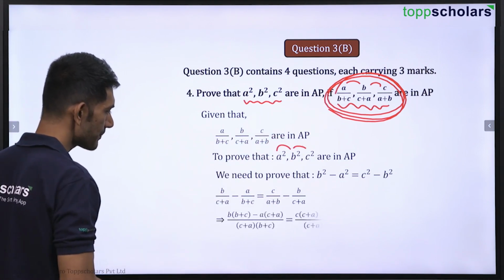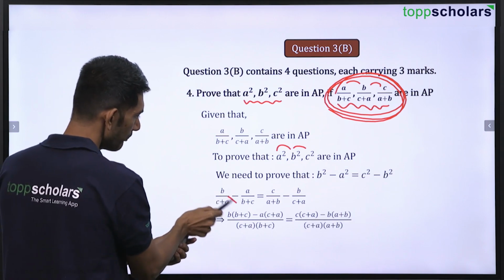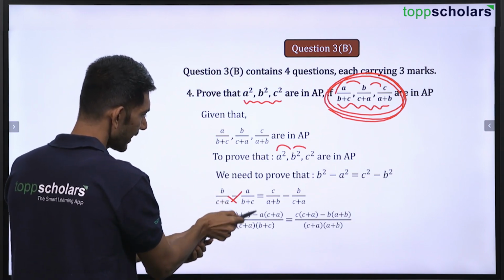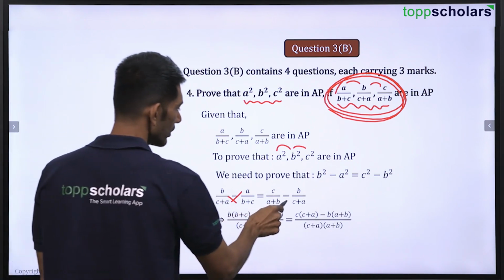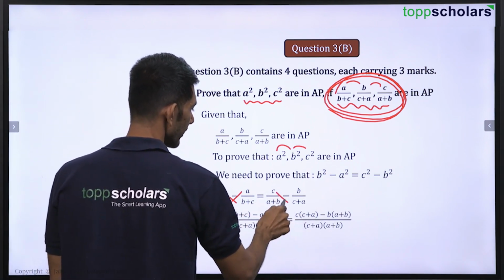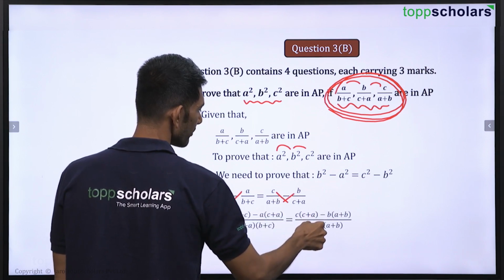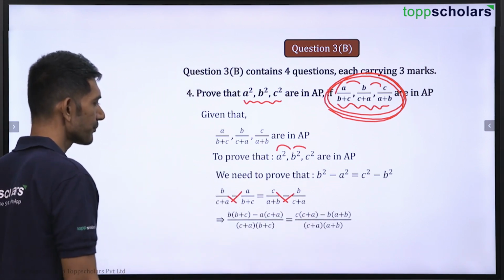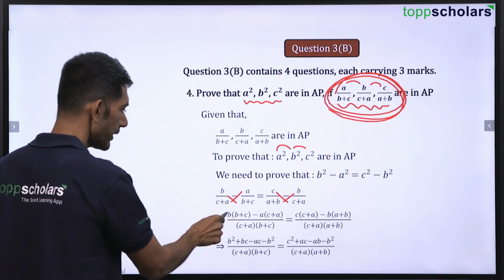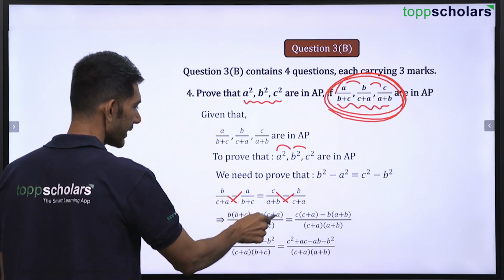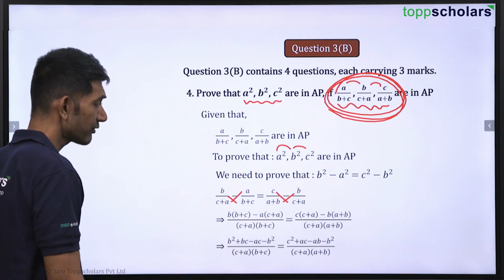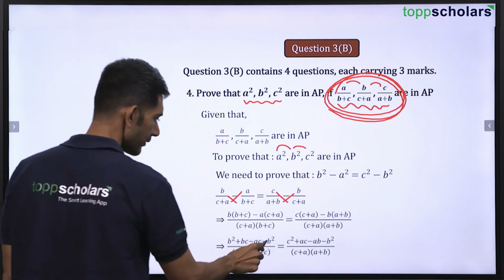You can cross multiply. If you cross multiply, (b(b+c) − a(c+a)) / ((c+a)(b+c)) = (c(c+a) − b(a+b)) / ((c+a)... c(a+b)). You solve that further. b into b, b², b into c, bc, minus a into c, ac, minus a into a, that is −a², by the way.